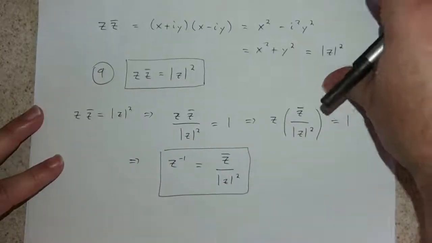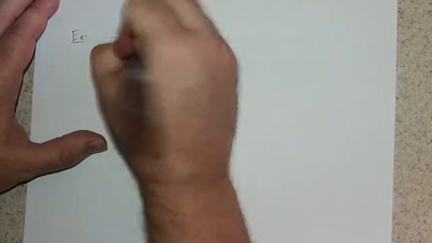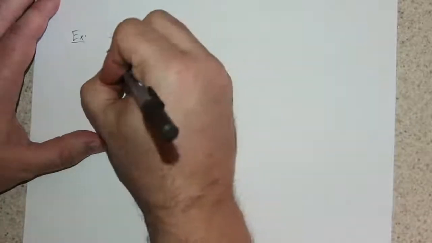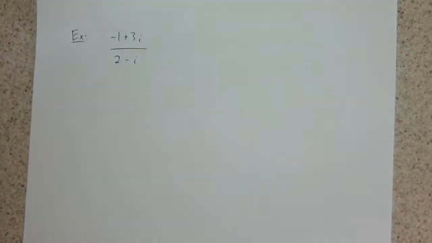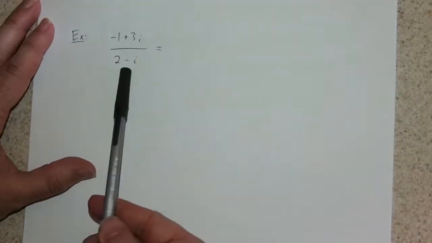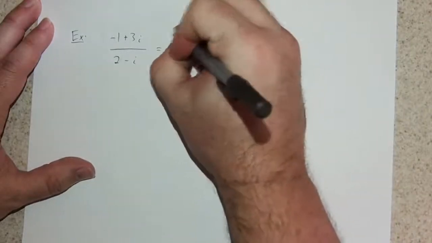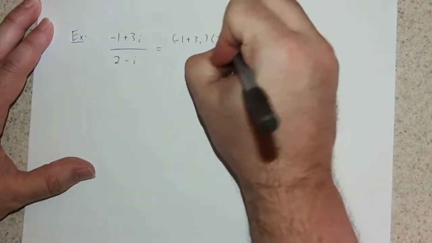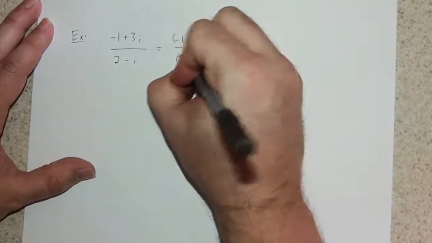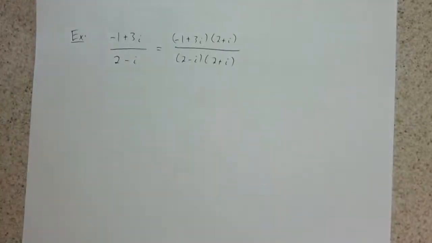So again, just to do another example of complex number division. If I have, say, minus 1 plus 3i divided by 2 minus i, to actually do that division, the simplest thing to do is to multiply top and bottom by the conjugate of 2 minus i. So I would have minus 1 plus 3i times 2 plus i over 2 minus i times 2 plus i. So that in the bottom we're going to get the modulus of 2 minus i squared.